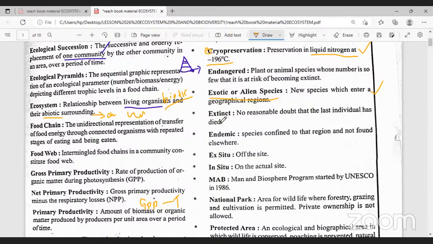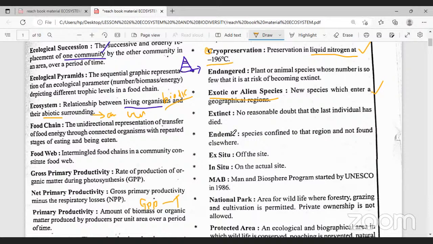Extinct means, what is that? Suppose there is only one white elephant, and imagine that one elephant is dead. That elephant species is called extinct. There is no reasonable doubt that the last individual has died. So this is the condition of extinct. That type of animal will not be present anywhere in the world.